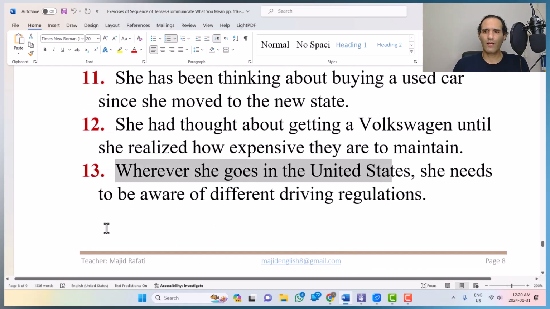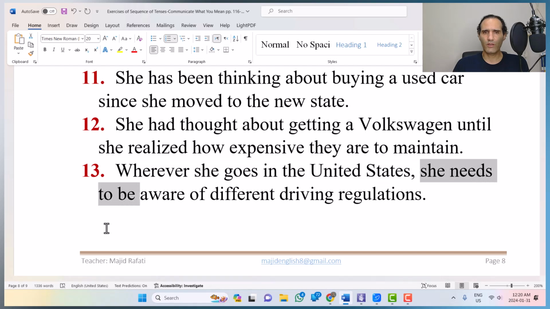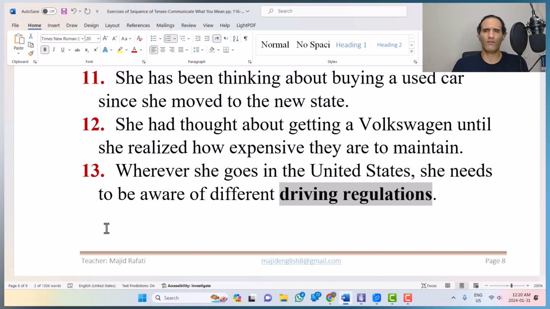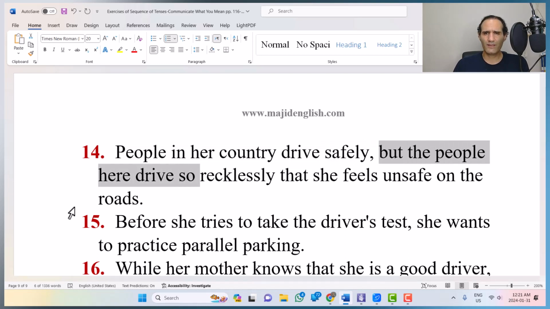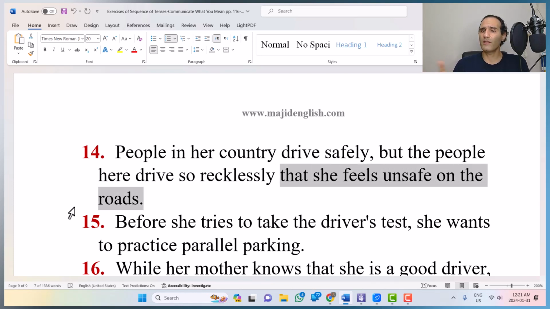Wherever she goes in the United States, she needs to be aware of the difficult driving regulations. So we say driving regulations. We don't say driving rules, driving regulations. Number 14. People in her country drive safely, but the people here drive so recklessly. Means fast and without attention, that she feels unsafe on the road. So on the road.